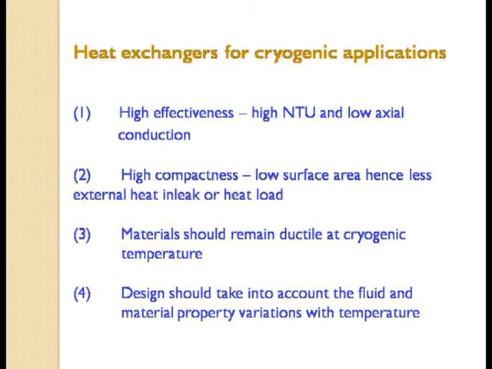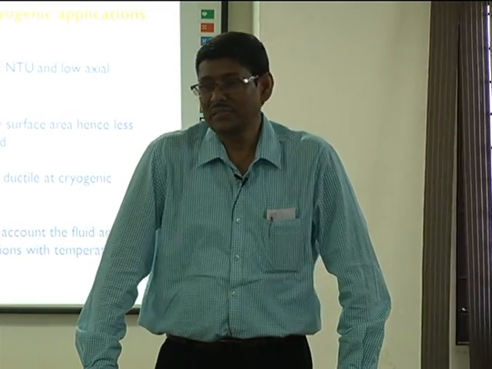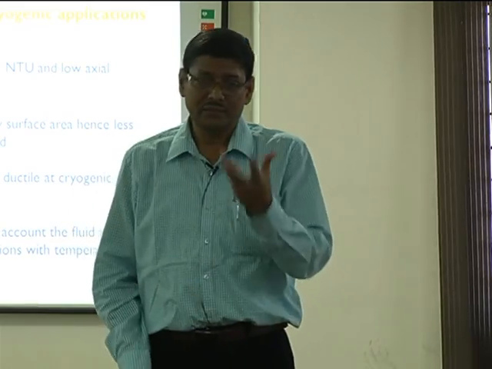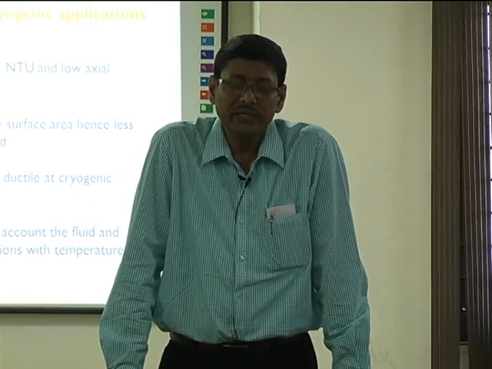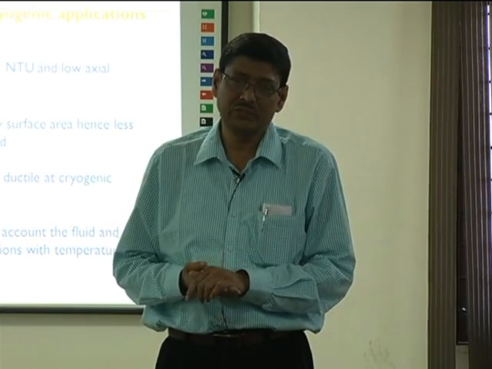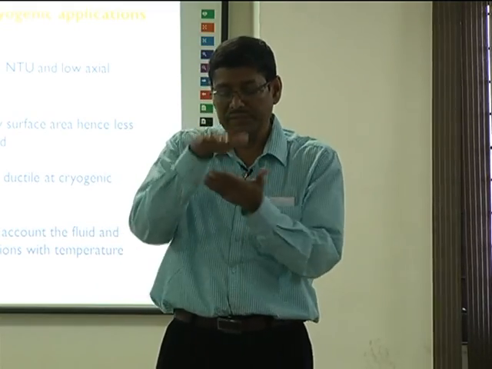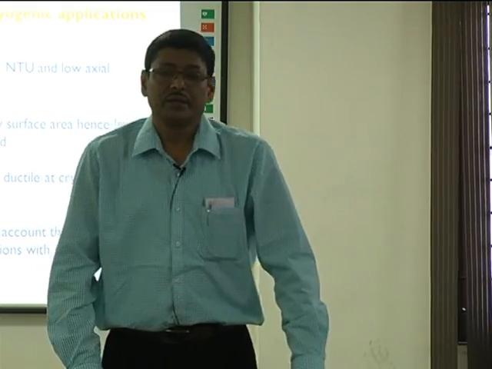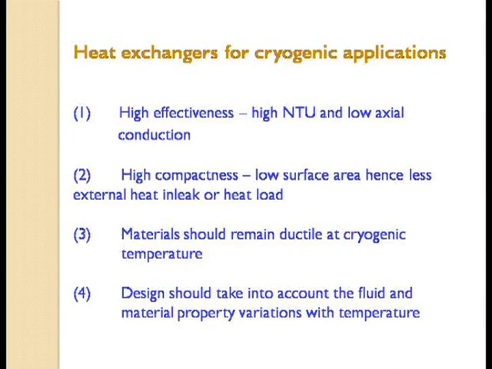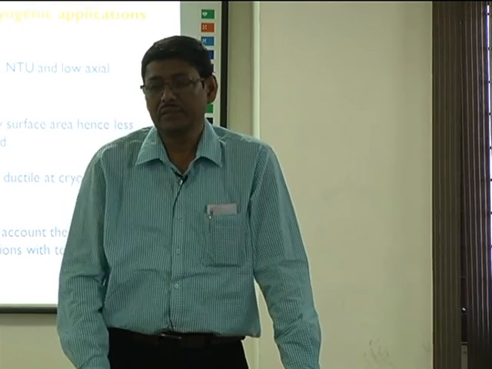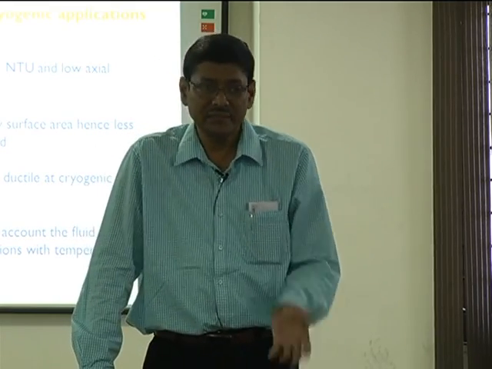The first one I have said is high effectiveness, and to have high effectiveness, those who are familiar with heat exchangers know that the number of transfer units, NTU, should be very high. It goes by the overall 1/UA = 1/(h1A1) + 1/(h2A2) plus, of course, the conduction resistance across the plates, the material in between the two fluids. Now, if you have high NTU, then there is a relation, say for counterflow heat exchangers, that effectiveness is a function of NTU.